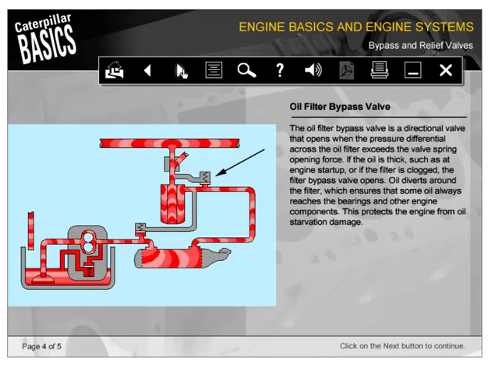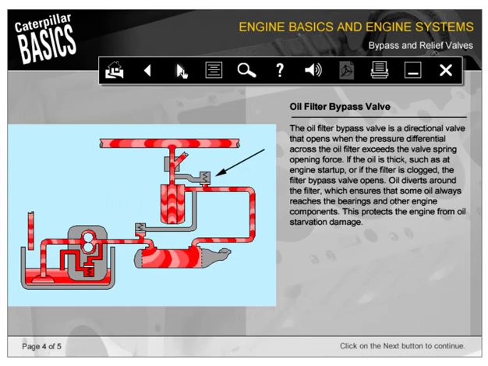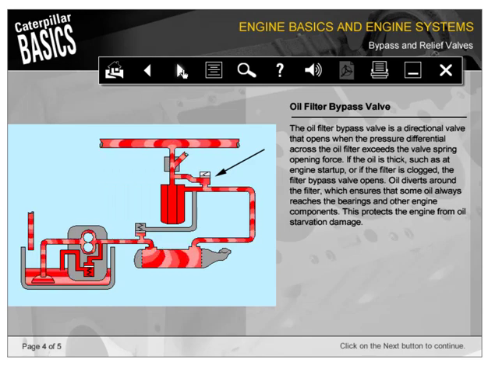The oil filter bypass valve is a directional valve that opens when the pressure differential across the oil filter exceeds the valve spring opening force. If the oil is thick, such as at engine startup, or if the filter is clogged, the filter bypass valve opens. Oil diverts around the filter, which ensures that some oil always reaches the bearings and other engine components. This protects the engine from oil starvation damage.